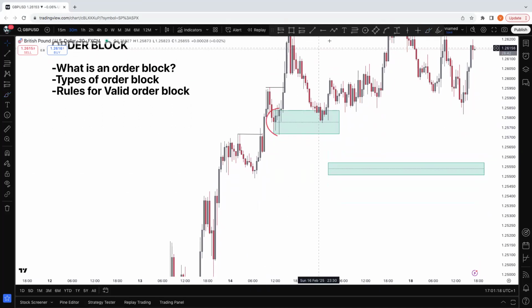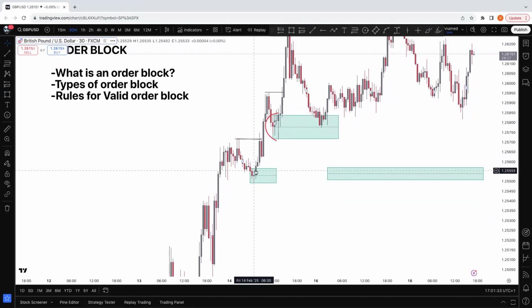Likewise, this zone as well. You can see that price also moved from here impulsively to break this structure right here. So we refer to this zone as our order block as well. Why? Because this is where the energy came from. This is where the momentum came from to break this structure. That's why we refer to this zone as our order block.